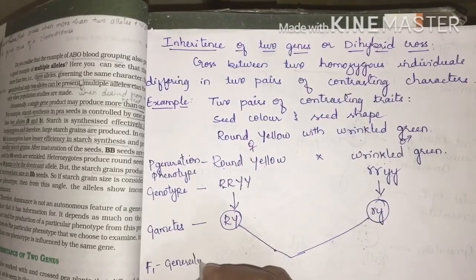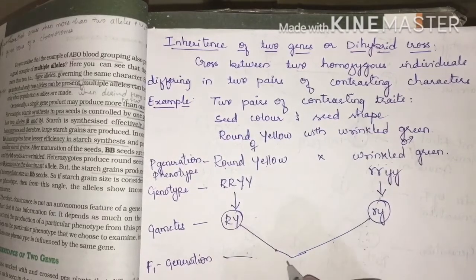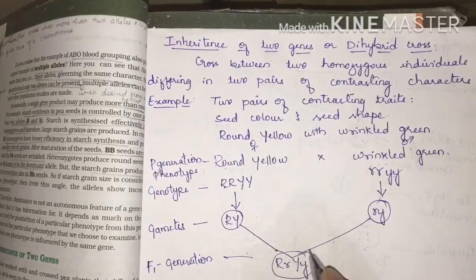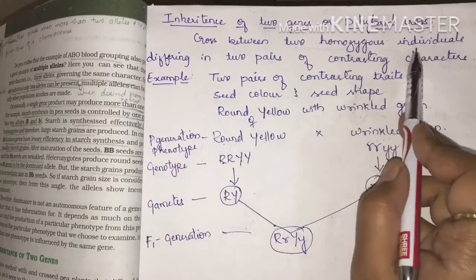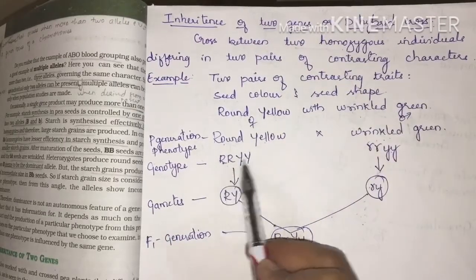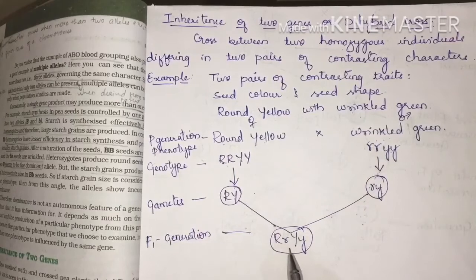Okay, this one is F1 generation. Now, in the F1 generation, what will you get here? Capital R, capital Y, small y. We are getting it like this. Now, in the parents we said homozygous individuals. You can find these are homozygous, not heterozygous. What we got in the F1 generation is heterozygous.